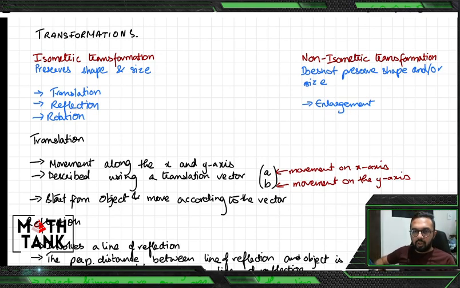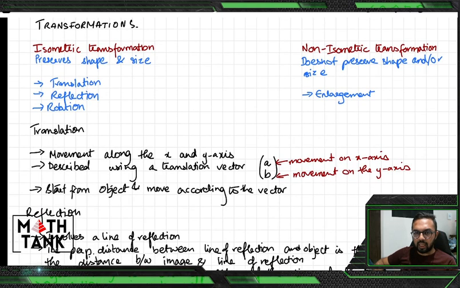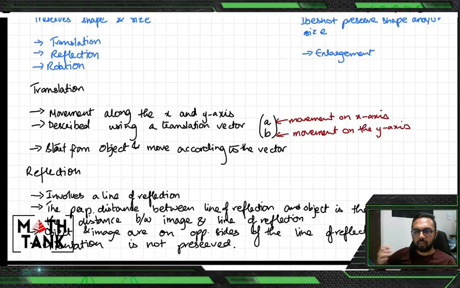Okay. So first of all, translation is movement along the x-axis and y-axis. It's described using a translation vector. So you have movement on the x-axis and movement on the y-axis. Then when you're translating, you start from the object and move according to the vector, and then you reach the image. That's how you do your translation.